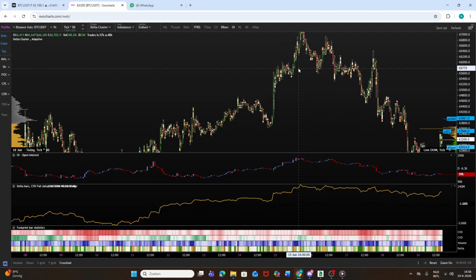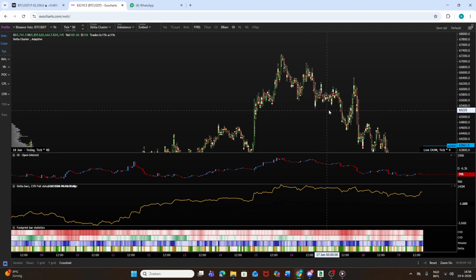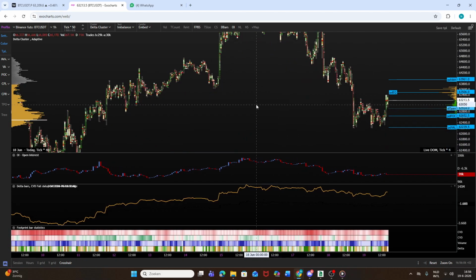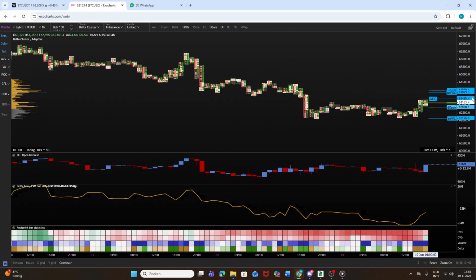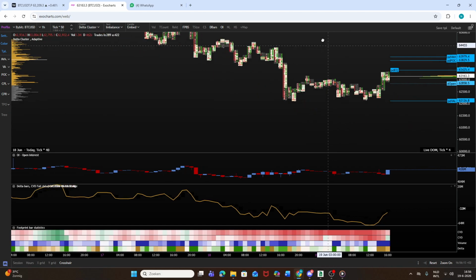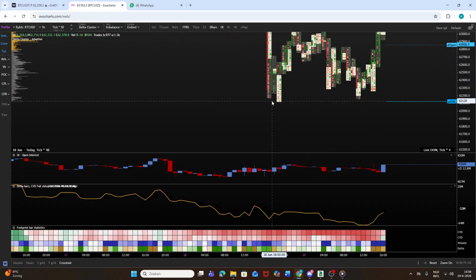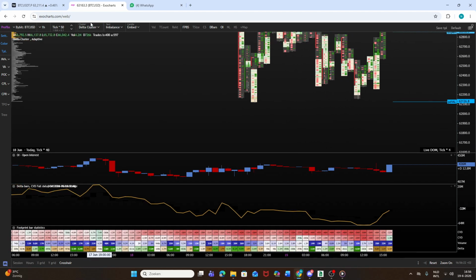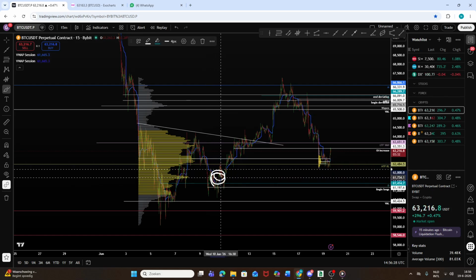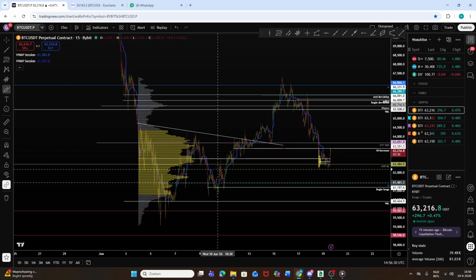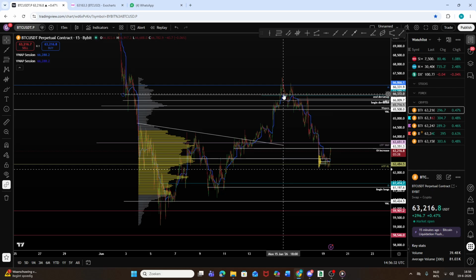We had stronger CVD divergences. I cannot remember on Bybit, and I've also recorded that one, I think. Look at this. We had quite strong bullish divergences here as well, right? Higher low on the price and lower low on the CVD. So back to what I was talking about. We had bullish divergences here, and then we made it to the top of the range, which I expected.